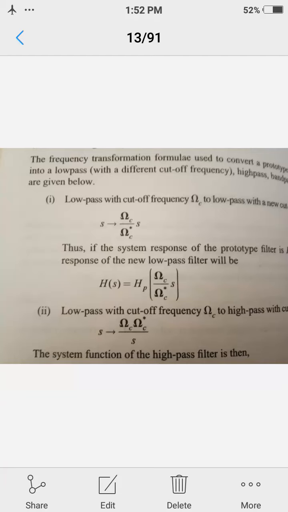So by continuing the class, we can discuss the frequency transformation. As you know, there are basically four types of selective filters: low pass filter, high pass filter, band pass and band stop filters. In the design techniques we have discussed, we have considered only low pass filters here.